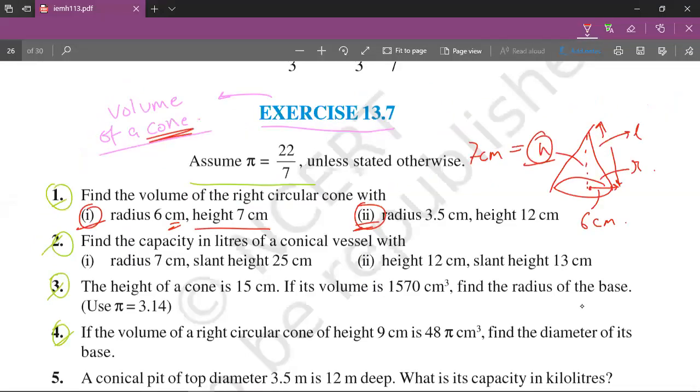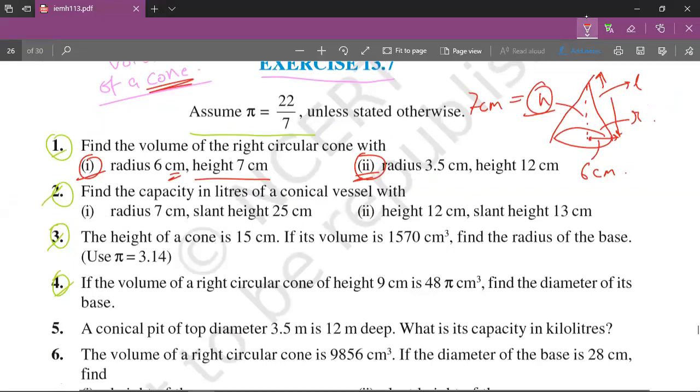Our next question states: find the capacity in liters. Capacity basically means volume. Volume and capacity are synonyms, they are the same word and definition. Find the capacity in liters of a conical vessel. A conical vessel basically means this, with water in it or whatever liquid the question mentions. So the radius is equal to 7 centimeters, and thankfully they have written the slant height as 25 centimeters.